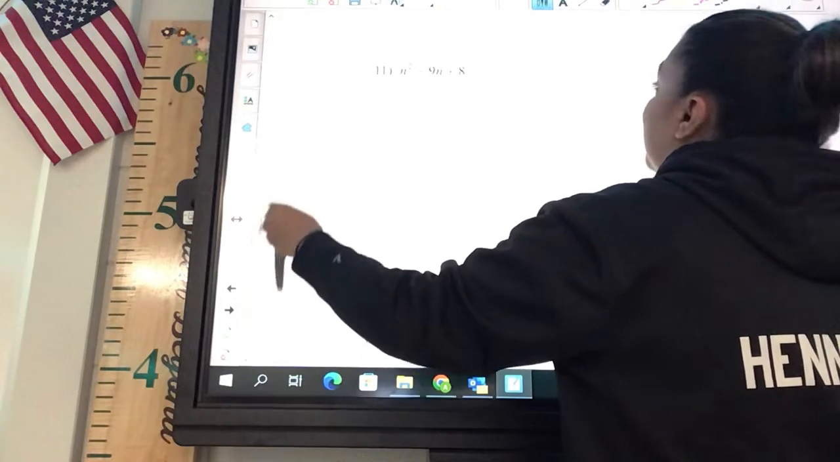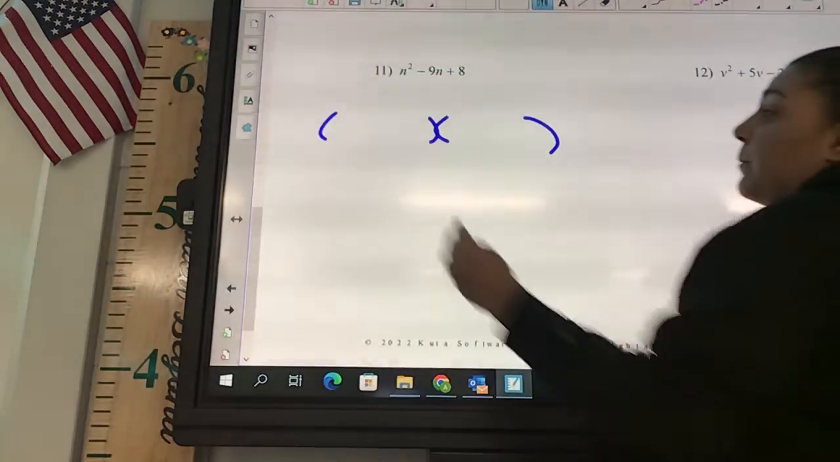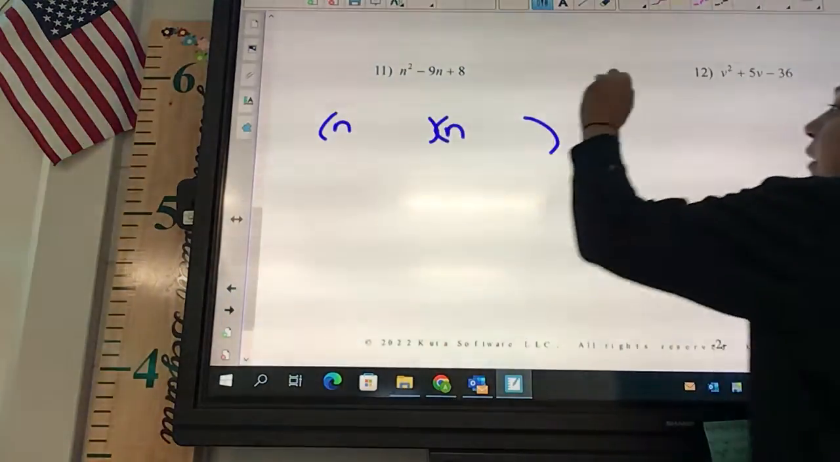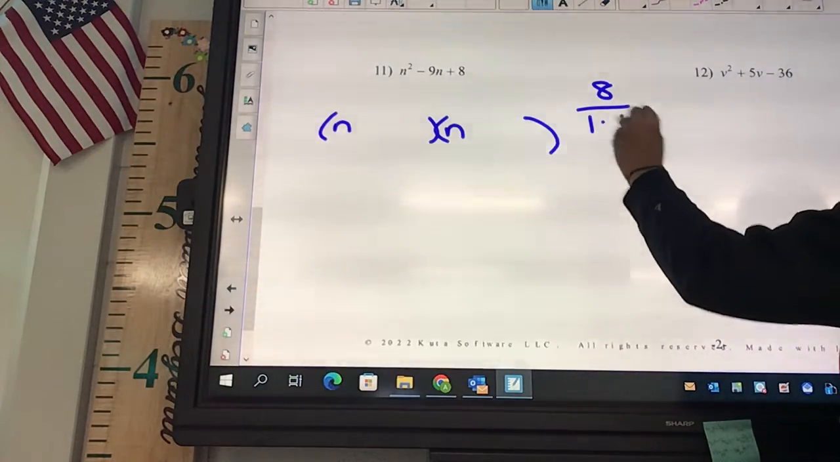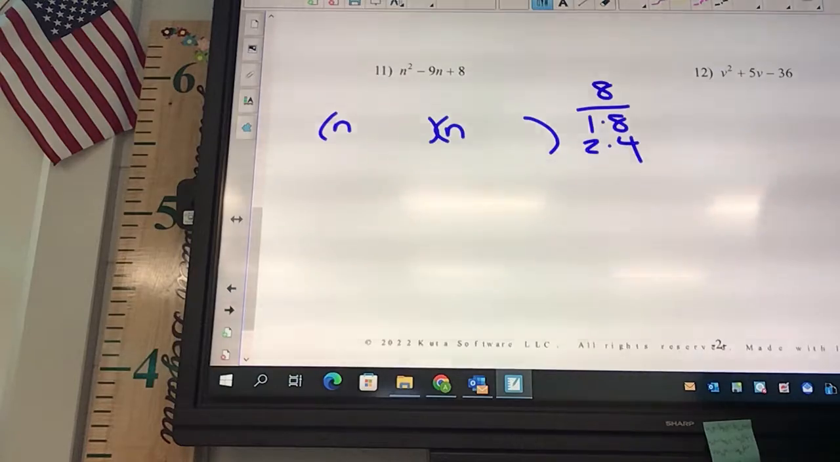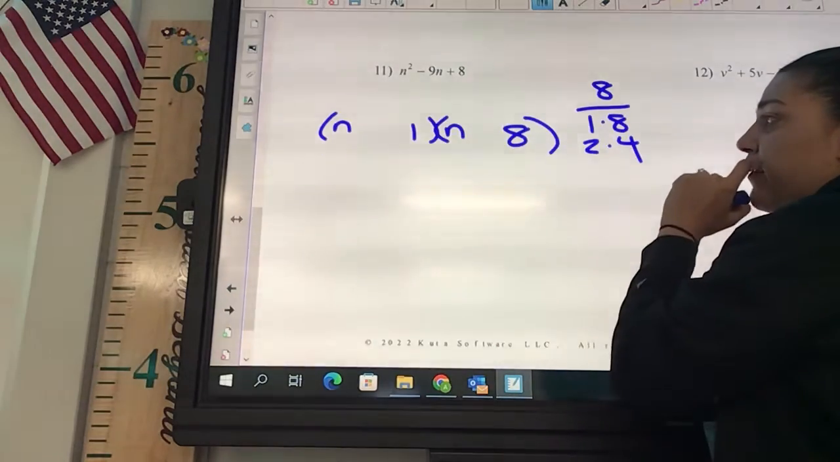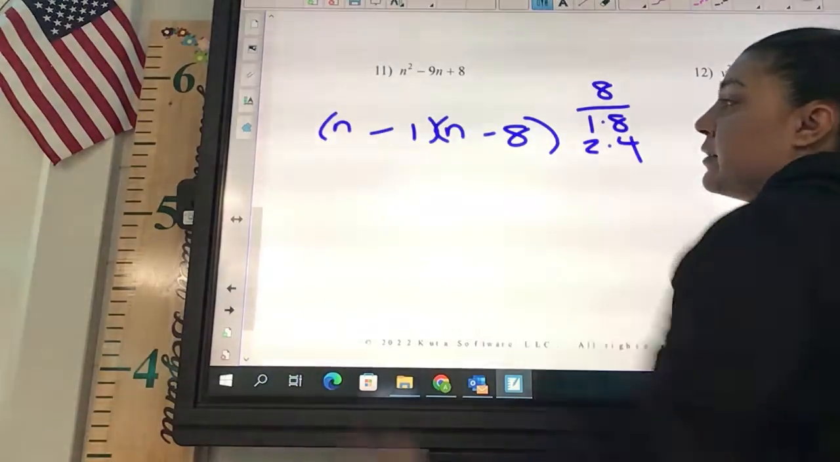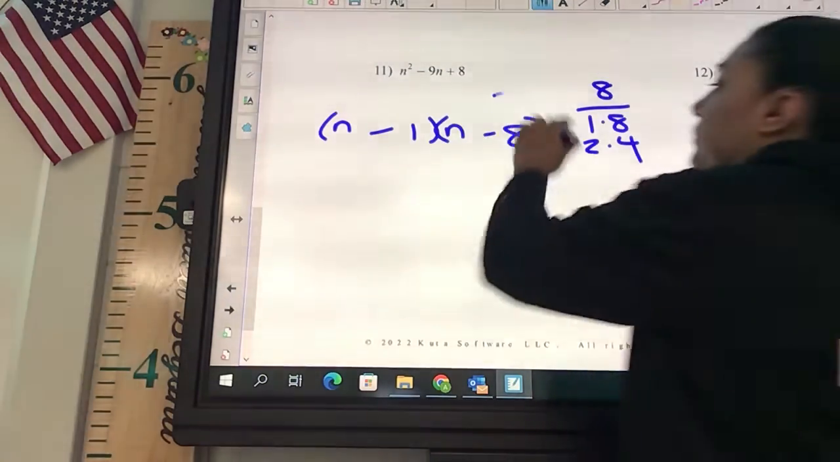But nice try. Okay, 11, we got 2 parentheses. We got n and 8. So I got 1 and 8, 2 and 4. I need something to give me a negative 9. 1 and 8. And I need a negative 9. Minus, minus. Do we stop or keep going? We do stop.